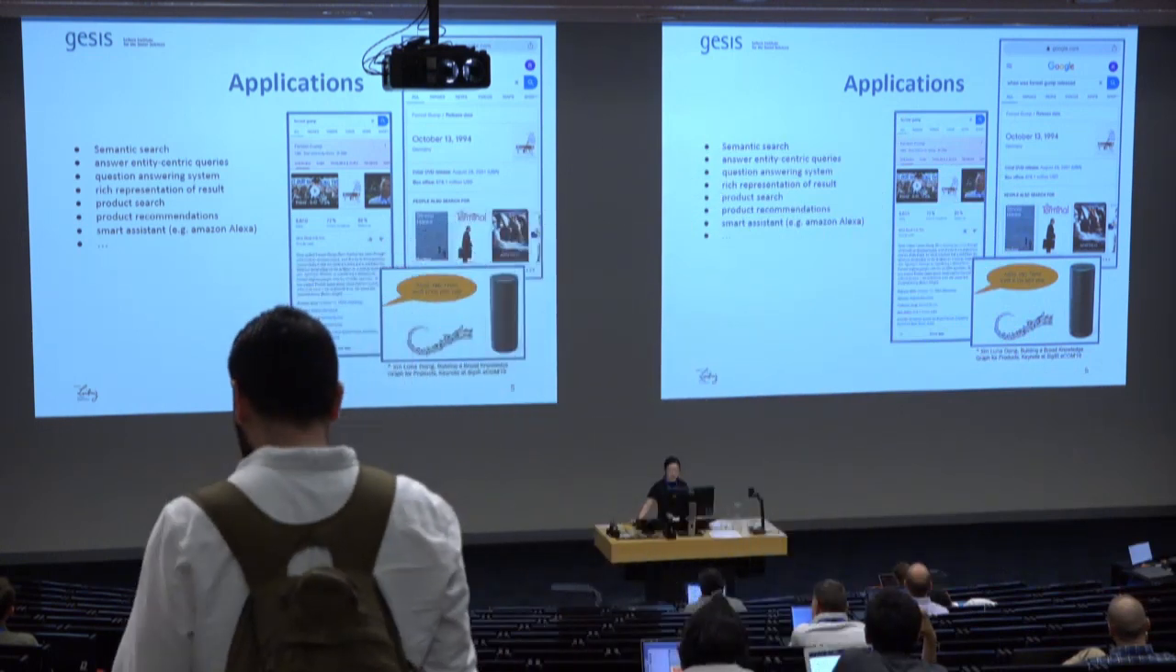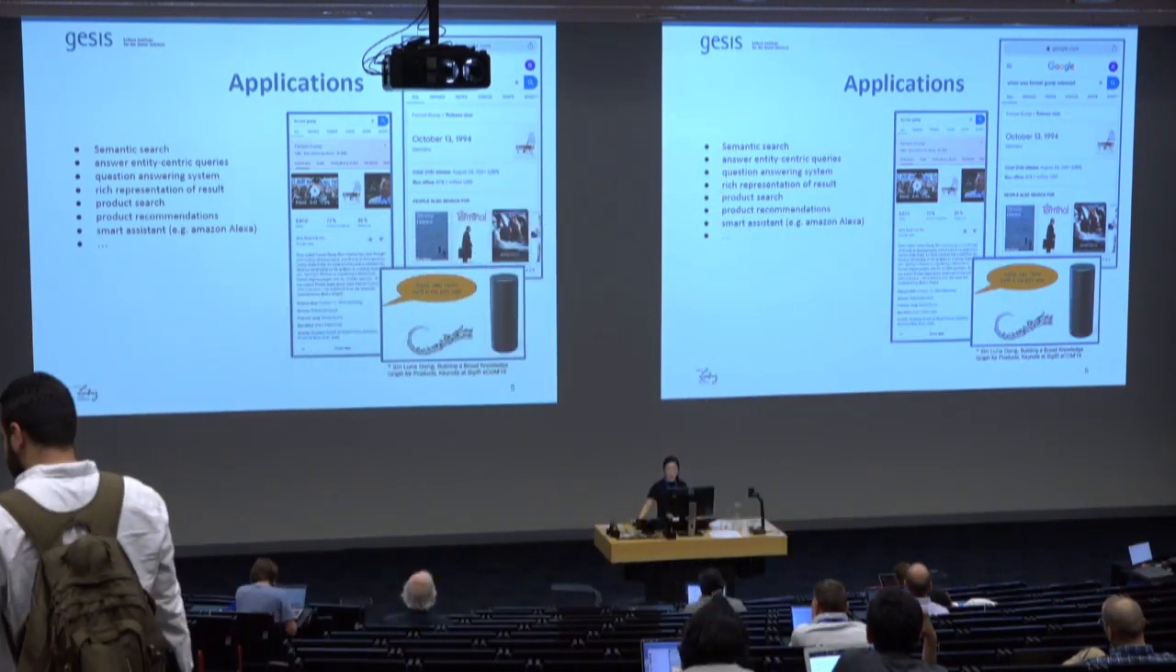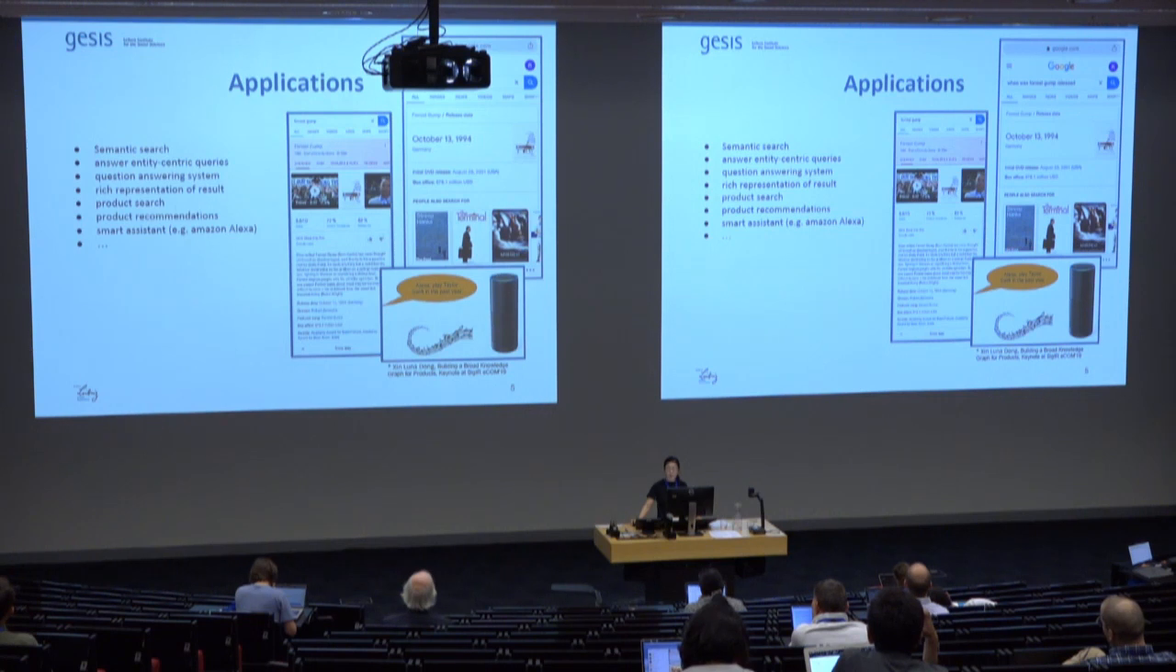And there are product search and product recommendations, and also question answering systems using knowledge graphs. And smart assistants such as Amazon Alexa are also using knowledge graphs to have conversations with users.